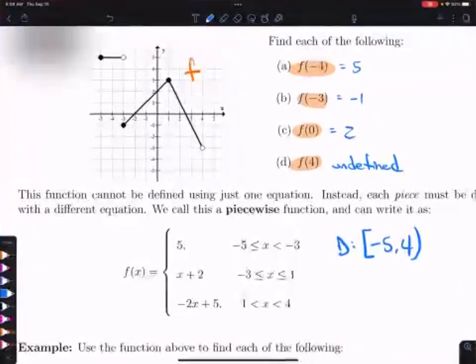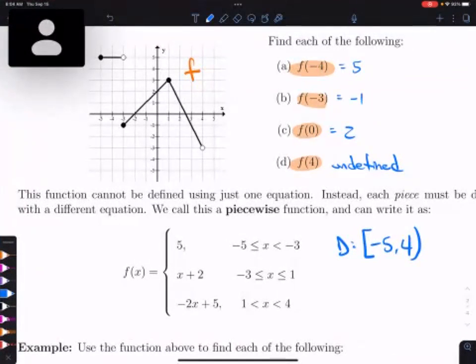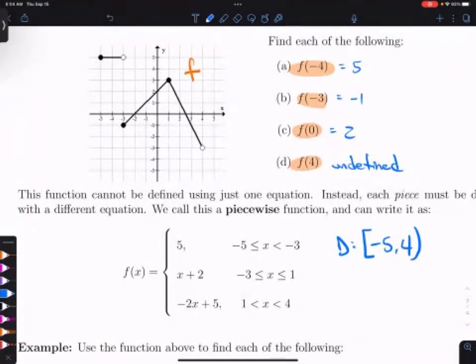Okay, now we're in business. So -5 to 4, -5 is included because of the less than or equal to, 4 is not because it's strictly less than. And then again, it's just when X is in this piece, you do this. When it's in this piece, you do that. When it's in this piece, you do that, right?